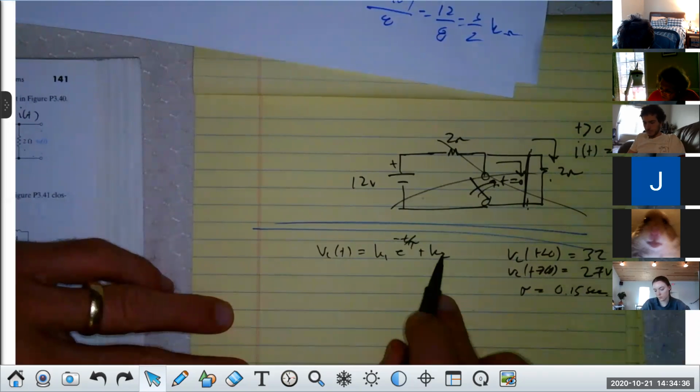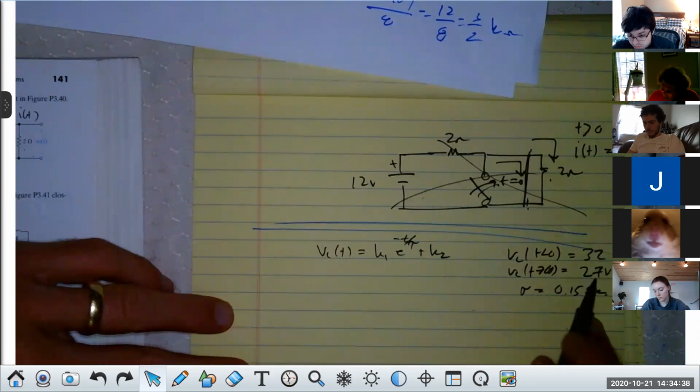I know that K2 is the voltage at t equals infinity. Do you all agree with that?